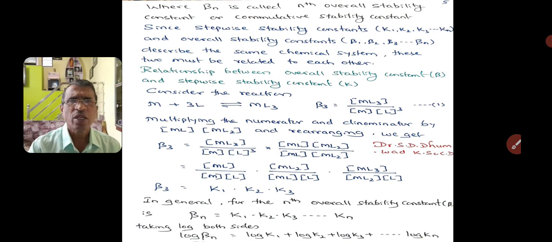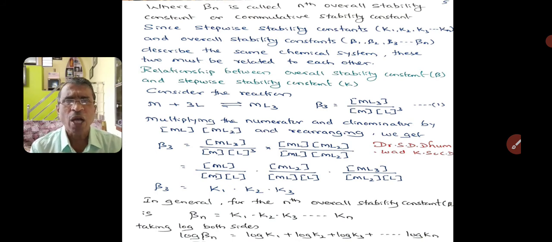And we can rearrange this as the active mass of ML divided by the active mass of M into the active mass of L, into the active mass of ML2 divided by the active mass of ML into the active mass of L, into the active mass of ML3 divided by the active mass of ML2 into the active mass of L. These values are nothing but K1, K2, K3. So beta 3 is the product of the stepwise stability constants K1, K2 and K3. In general, the nth overall stability constant is given as beta n is equal to K1 into K2 into K3 and so on up to Kn.